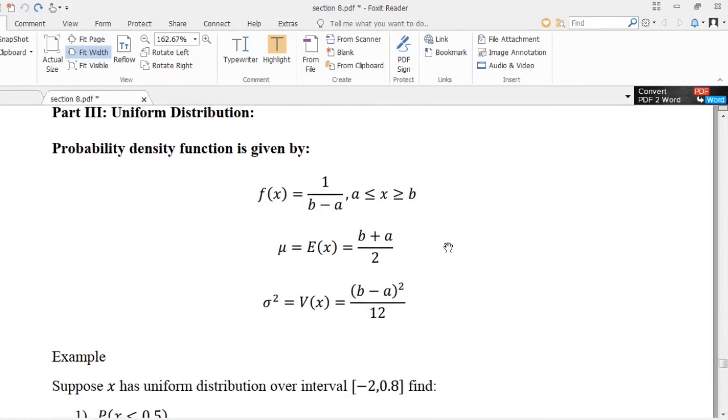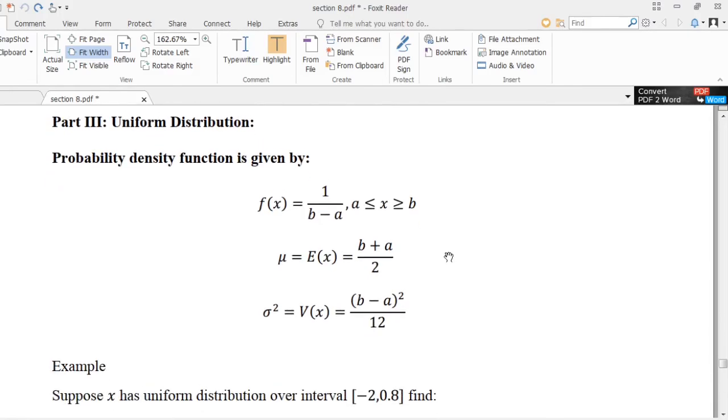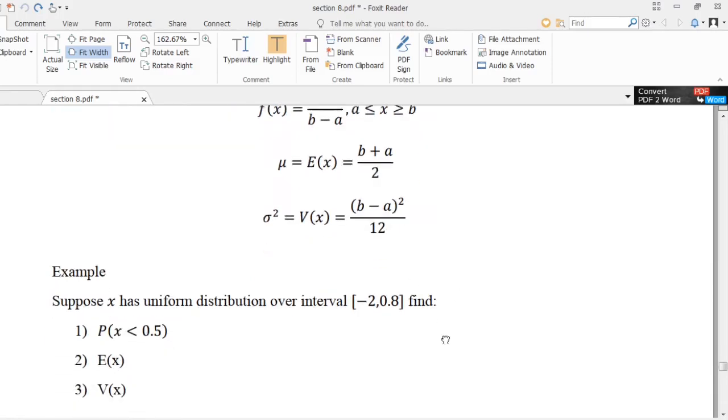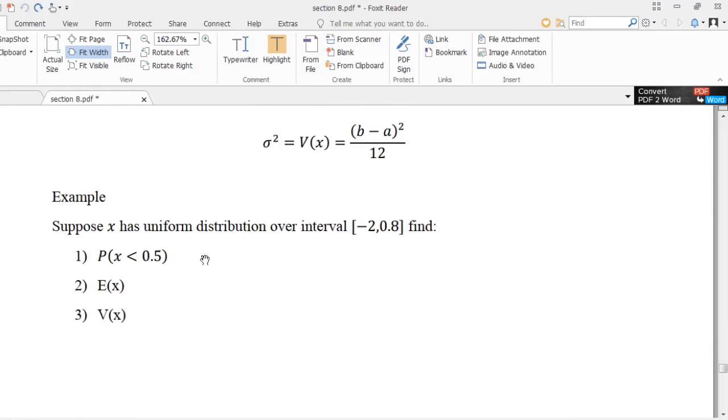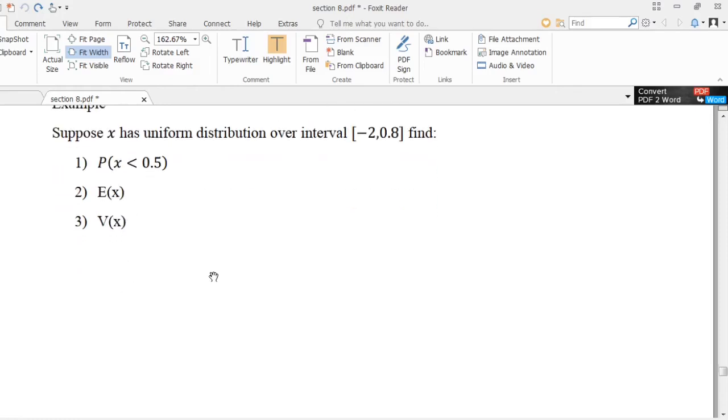The third part is the uniform distribution, and uniform is given by f of x equals 1 over b minus a, and the mu is given by b plus a over 2, and the variance is given by b minus a squared over 12. So if we have an example, say you have an interval from negative 2 to 0.8, and it asks you to find P(X less than 0.5), the expected value of x, and the variance of x.